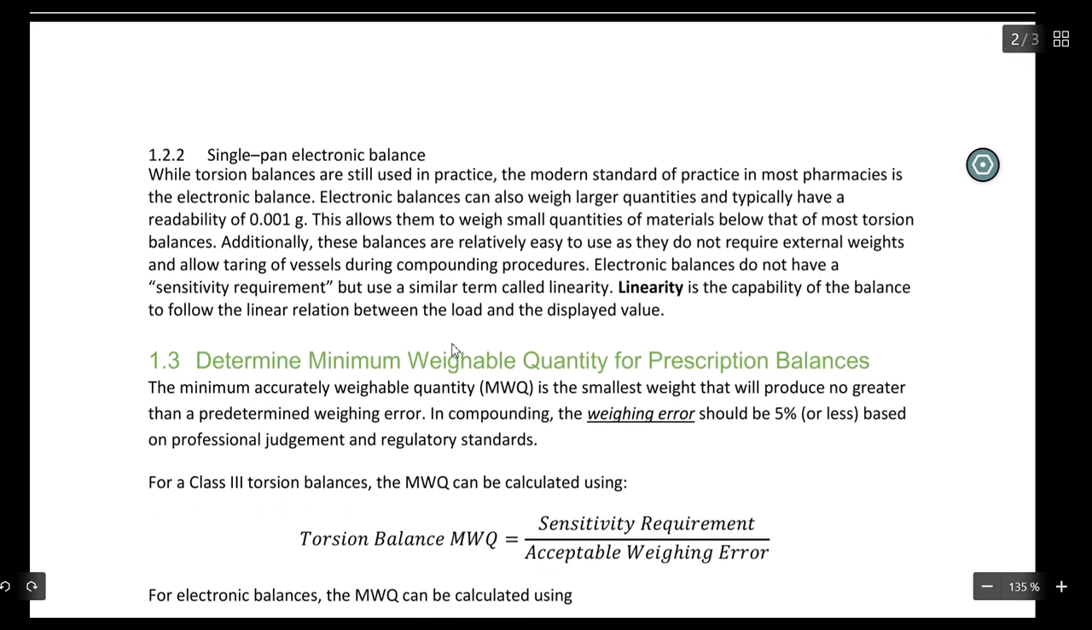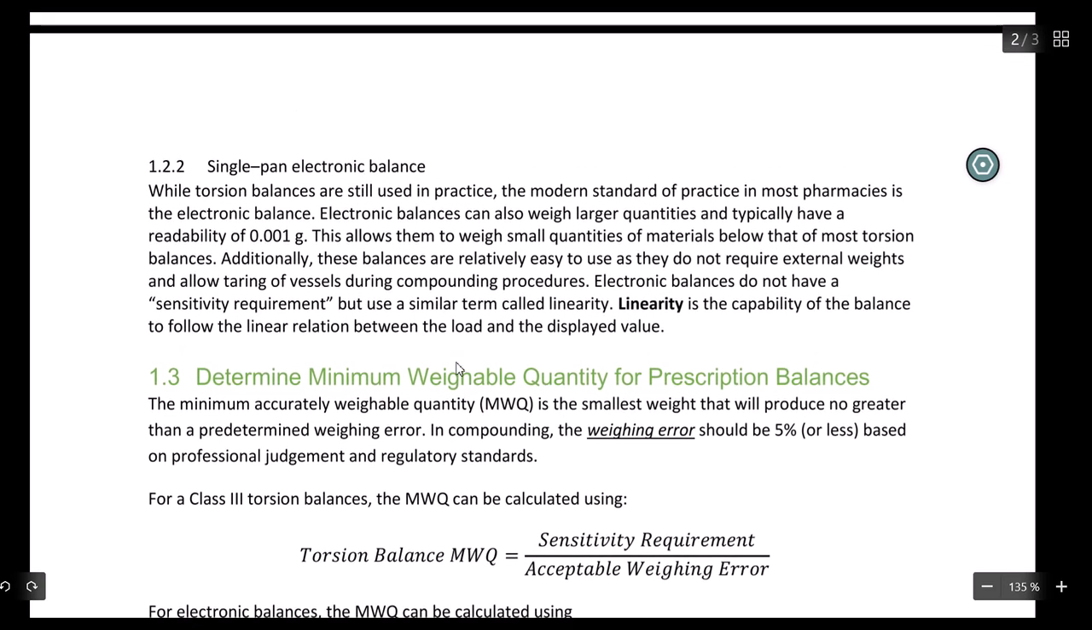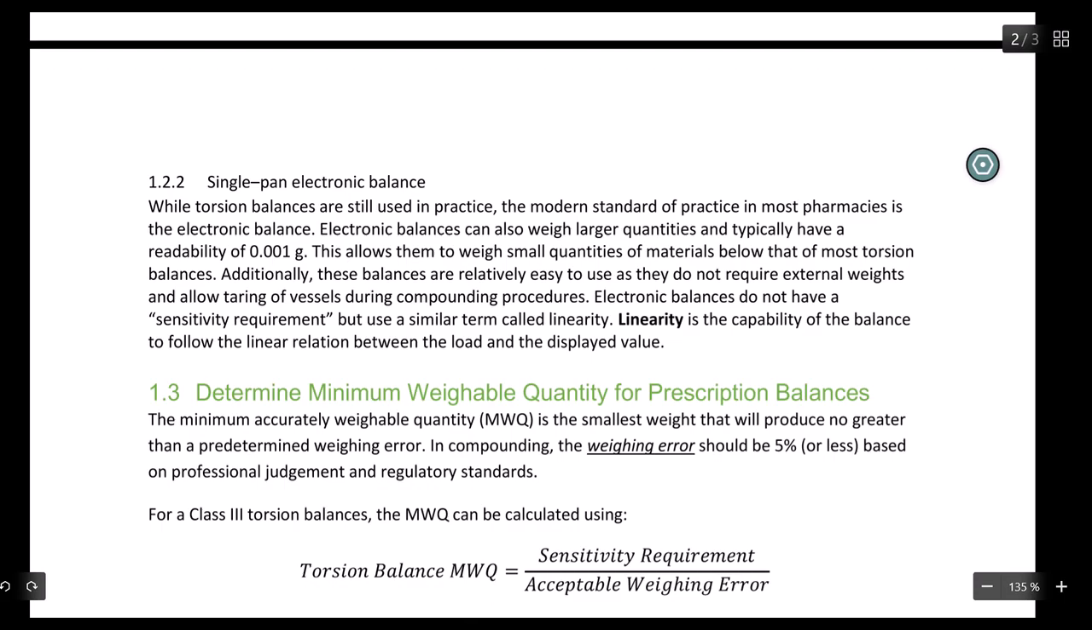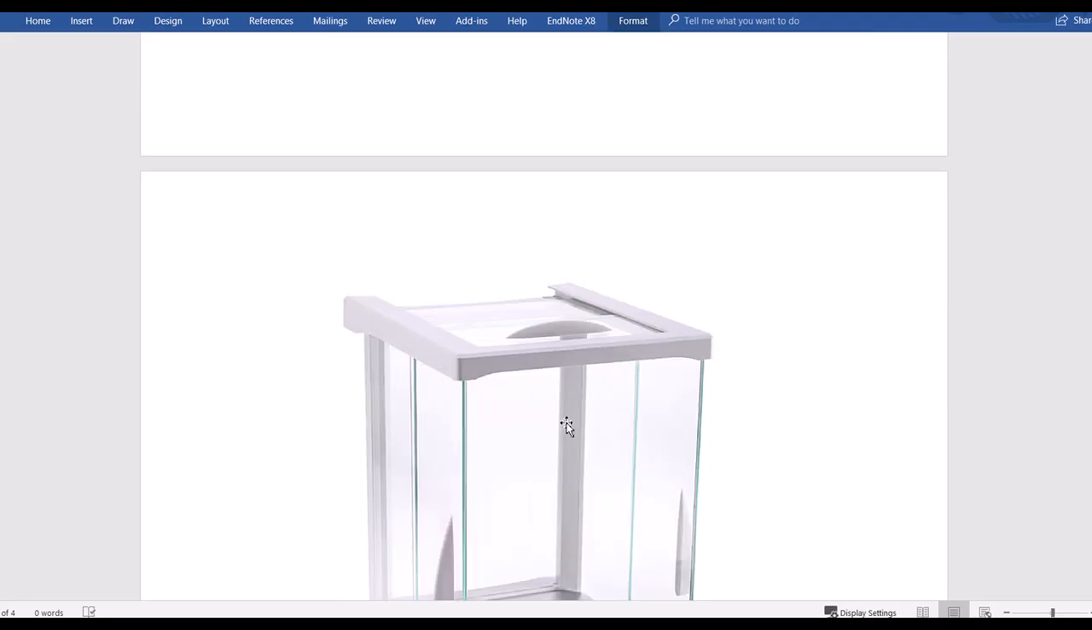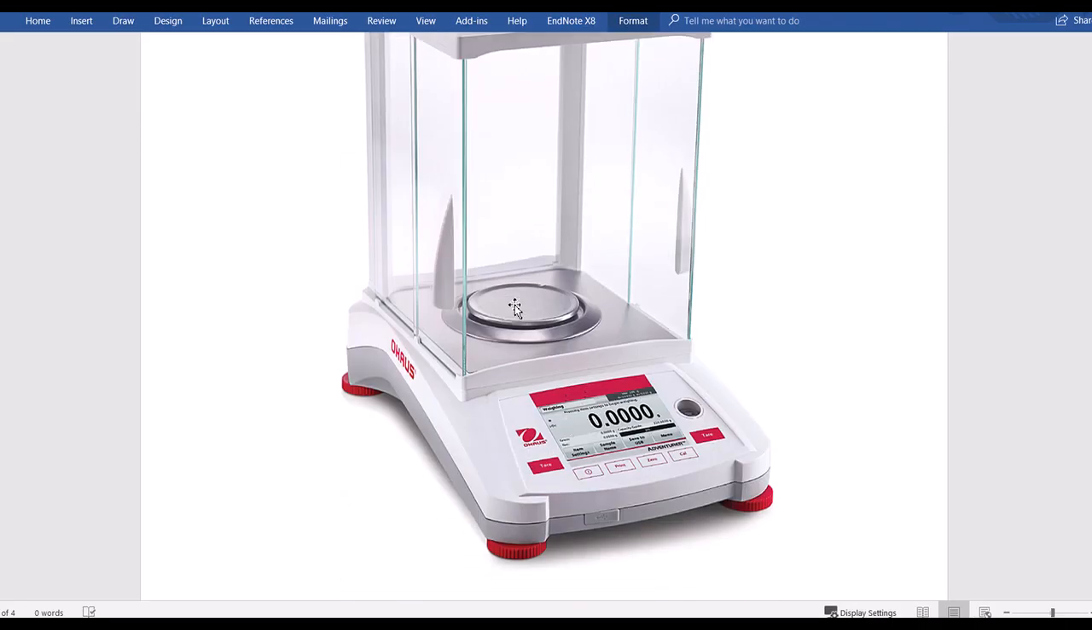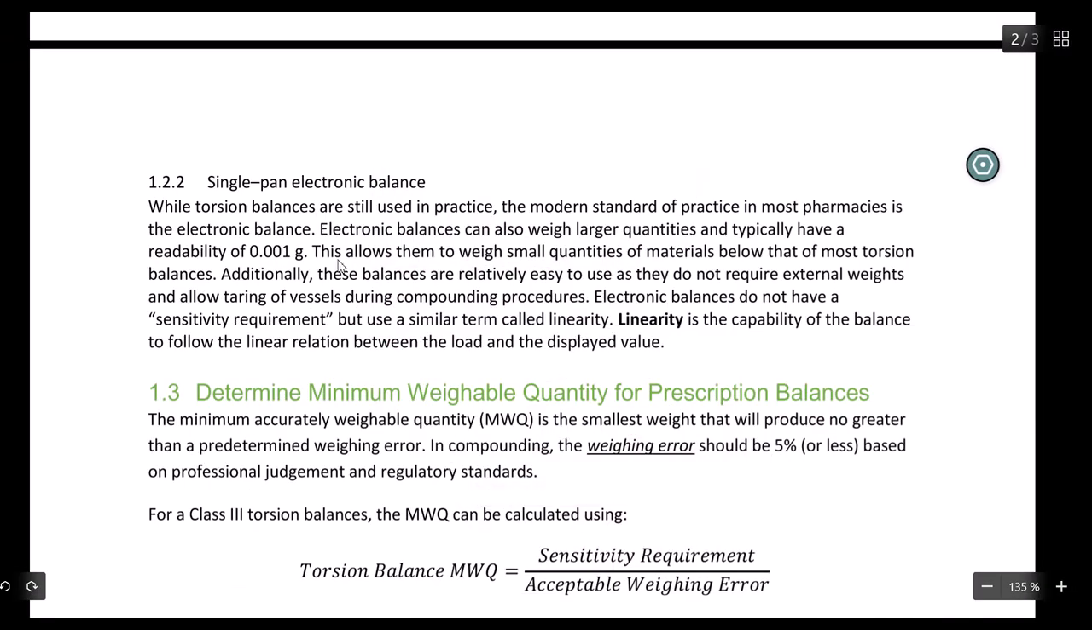Now, for a single pan sensitivity requirement, this is looking at a device that looks like an electronic balance. Single pan, meaning you have one single pan in the center here, and you're weighing something on an electronic device. For this, we don't usually use the word sensitivity requirement because there's no line for it to move against, but we do use the term linearity.